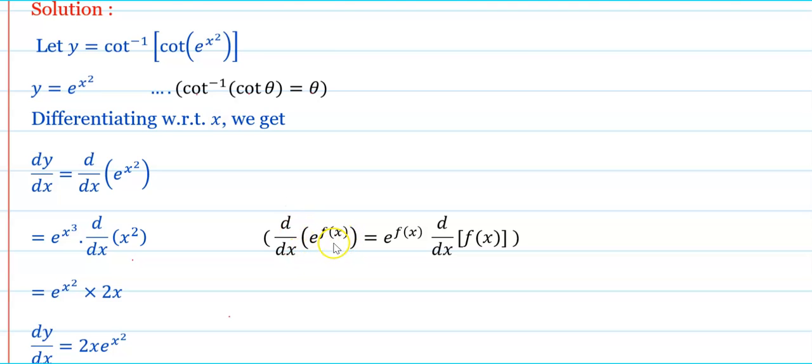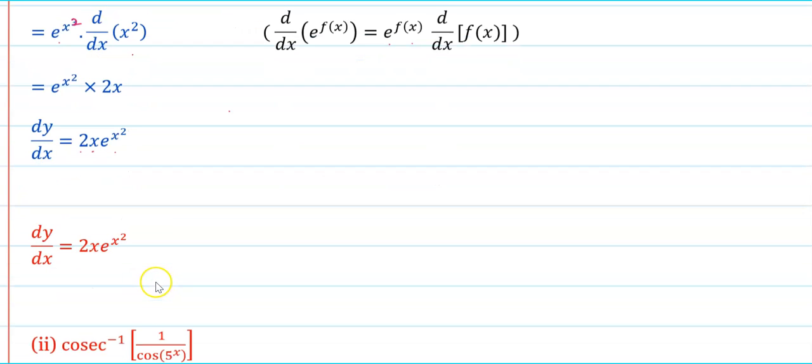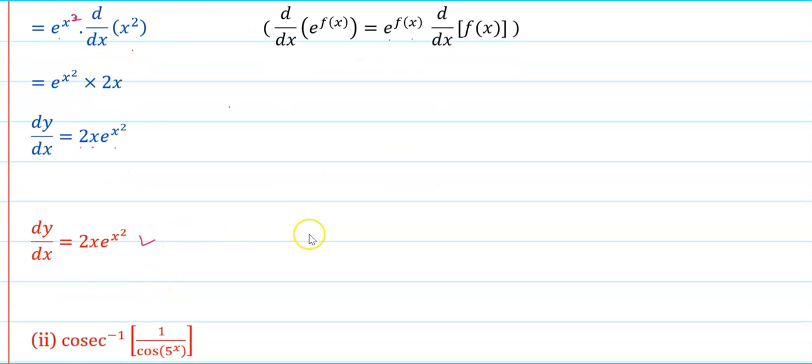Therefore, d/dx of e raised to f of x is equal to e raised to f of x into d/dx of f of x. Similarly here, e raised to x square, here f of x is x square, so e raised to f of x into d/dx of x raised to 2. Okay, d/dx of x square. What is the derivative of x square? It is 2x, and hence the answer dy by dx is equal to 2x into e raised to x square, and hence this is the answer.